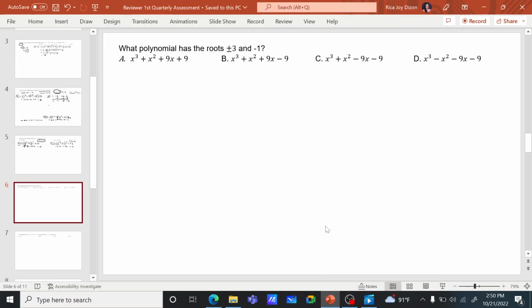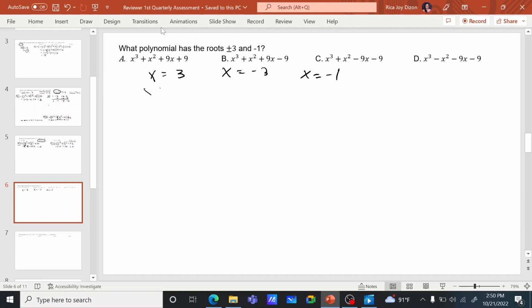How do we answer this type of question? What polynomial has the roots positive and negative 3 and negative 1? So these are the values of our x. One has a value of 3, the other is negative 3, and the other is negative 1.